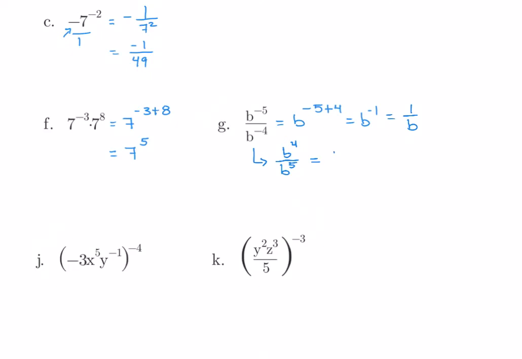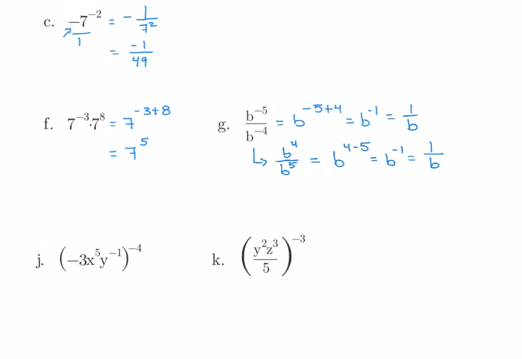Again, we can use our quotient rule. We get b to the 4 minus 5. This is b to the -1, or again, we get 1 over b. Now remember, we do have a second quotient rule. And the trick behind it is, which one do you want to move?